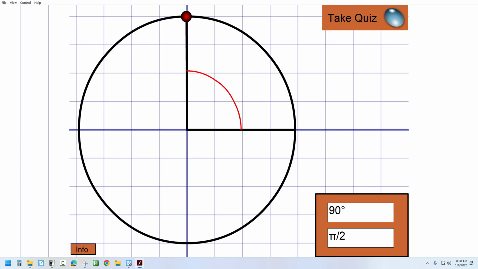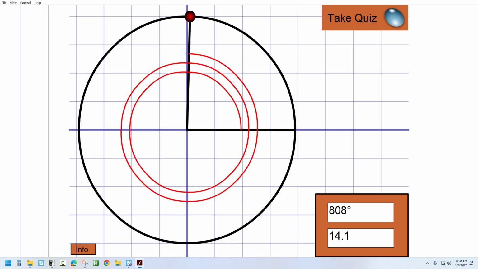Now, let me draw this one. 450. And I want you to look at where the initial and terminal sides are now. How do the initial and terminal sides, where they are now, compare to where they were for 90? They're the same. The initial and the terminal sides for 450 degrees are exactly the same as 90. How about now? Same thing again. The initial and the terminal sides are in exactly the same spot.